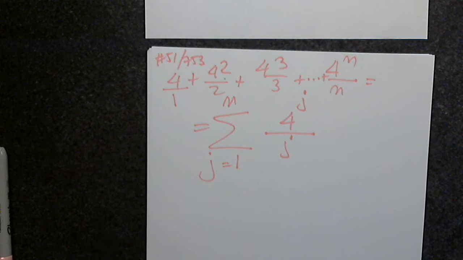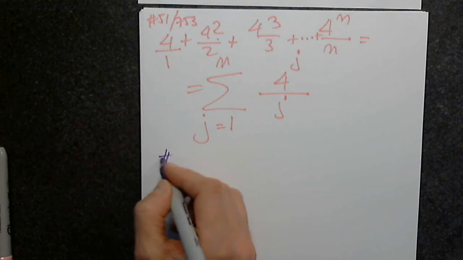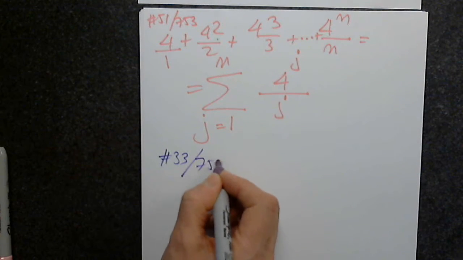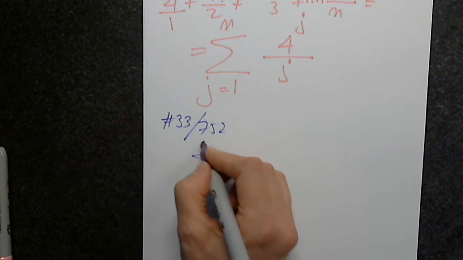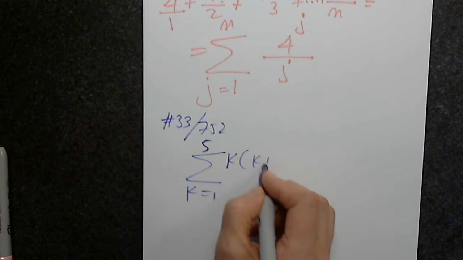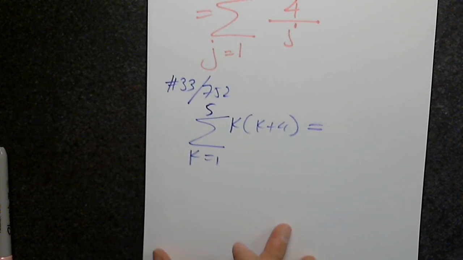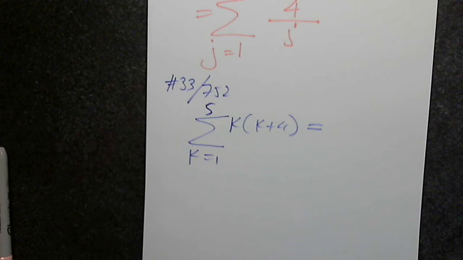Now here's another. Let's take a look at, let's say, 33 on page 752. Now we're given k equals 1 through 5 of k times k plus 4. Let's say we are asked to find the sum. How do I determine this sum? First of all, how many terms will I find? Indeed, for k equals 1, 2, 3, 4, and 5.